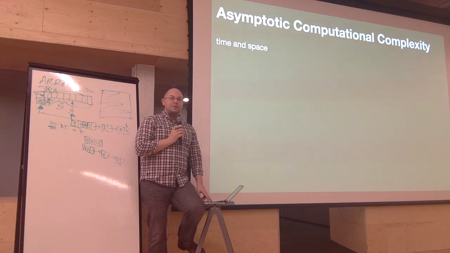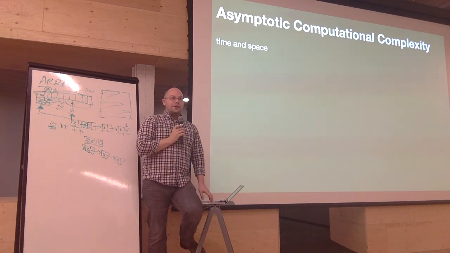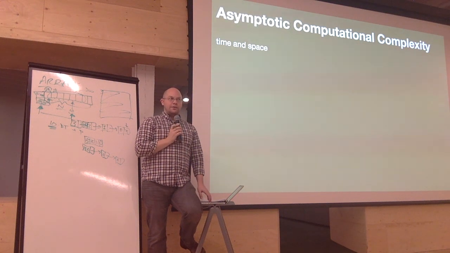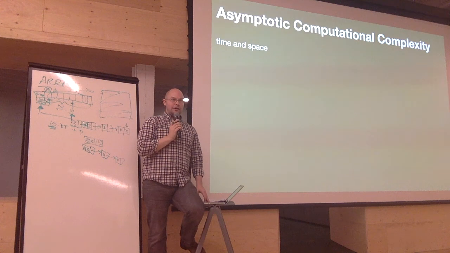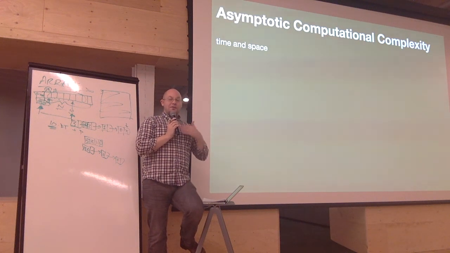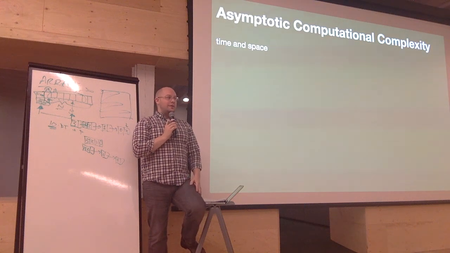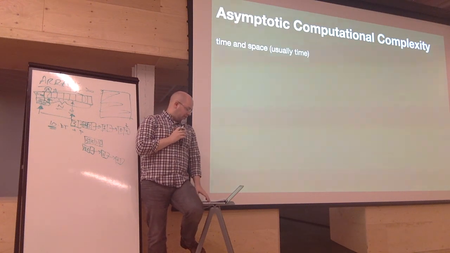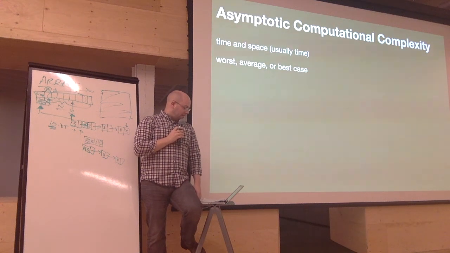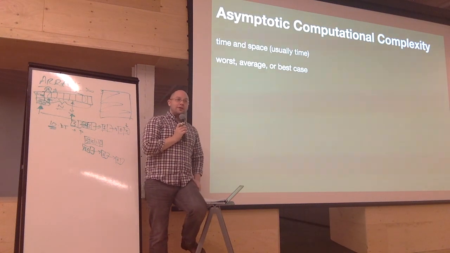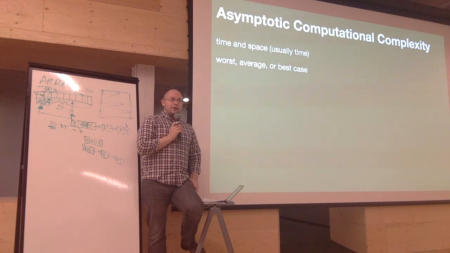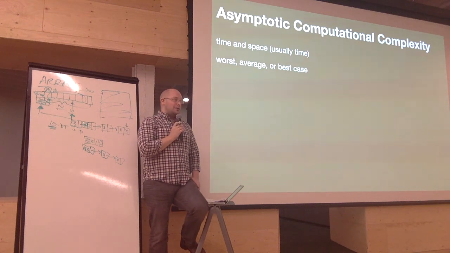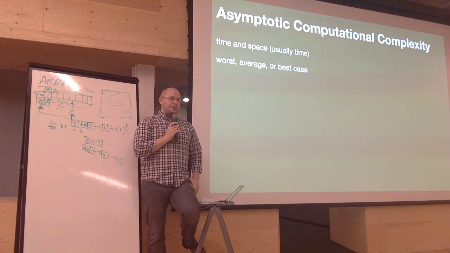You have time and space complexity, and we can talk about either. If somebody's talking about complexity and they haven't told you which they're talking about, which one are they usually talking about? Time. Usually time. We have worst, average, or best case properties that we can talk about. If somebody's talking about this and they haven't told you which one, what are they usually talking about?